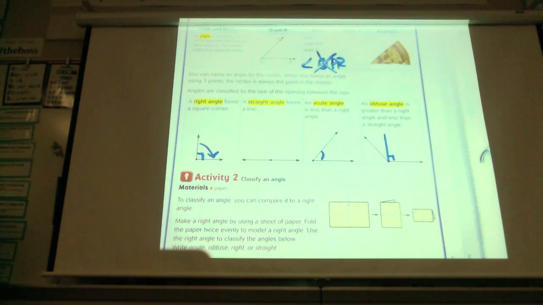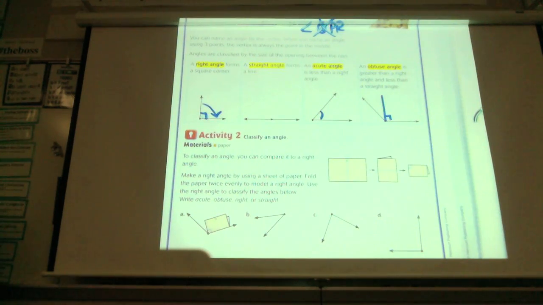Activity 2 is classifying angles. To classify an angle, you can compare it to a right angle, which is kind of what we did here. I said compared to a right angle, it's smaller. Compared to a right angle, it goes wider. So you can simply put a right angle up against it.